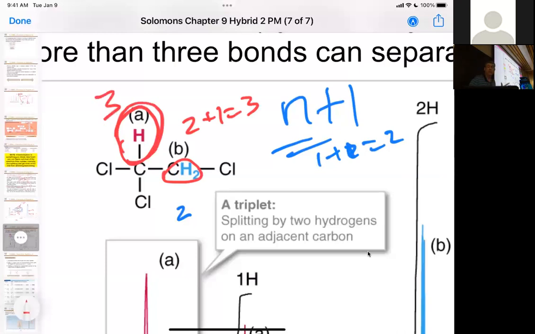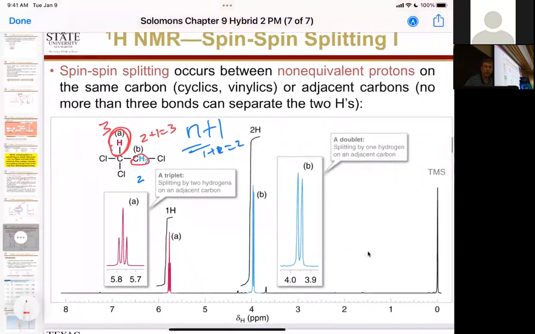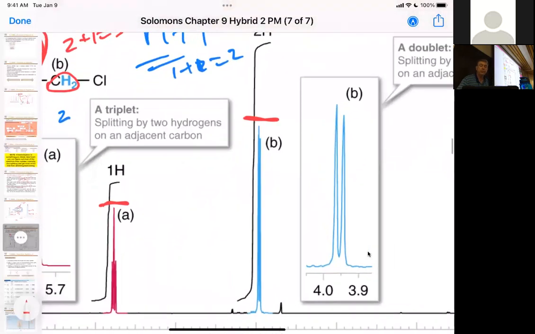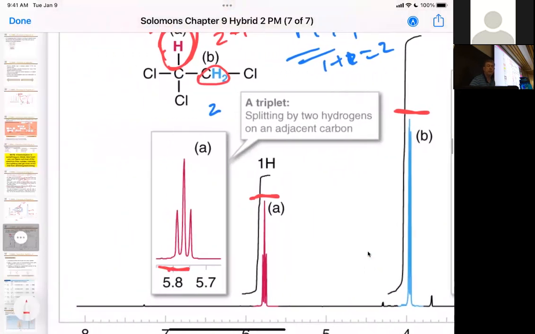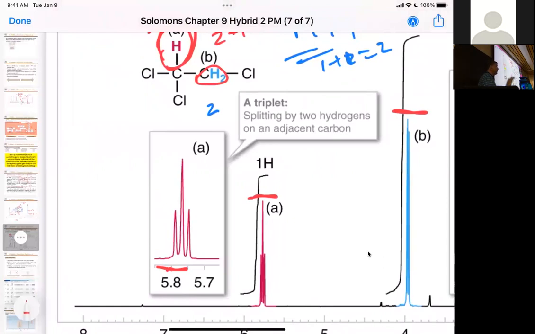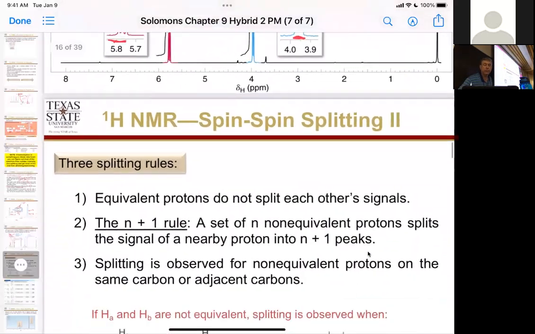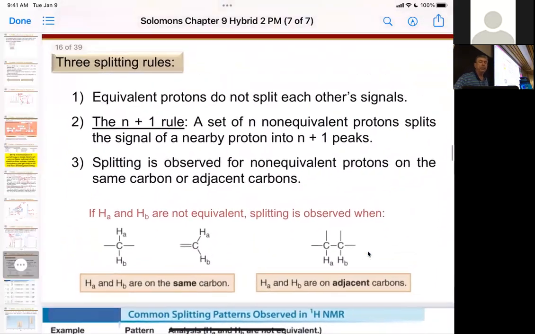Okay, so let's look at what the thing told us right here. And so this is 1 hydrogen. This is 2 hydrogens here. And when we blow up the splitting, we see 2 peaks for this one and 3 peaks for that one. Okay, do you see what I mean by non-equivalent hydrogens? Okay, all right, so let's do a little more in depth here.